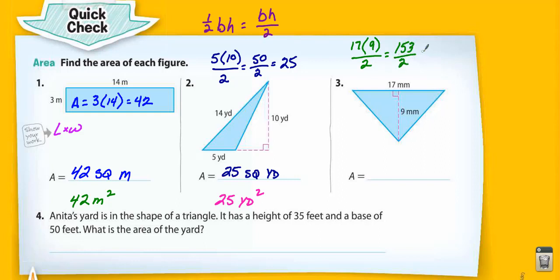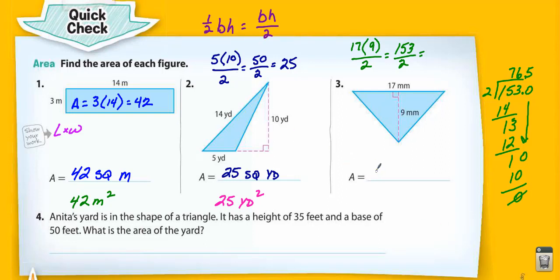153 divided by 2. Let's check that out. 153 divided by 2. 2 goes into 15 7 times. That's 14. 1 left over. Bring down the 3. 2 goes into 13 6 times. That's 12. 1 left over. Bring a 0 all the way down. Now, when I bring that 0 down, I have to bring a decimal point up. 2 goes into 10 5 times. That's exactly 10, and I'm done.